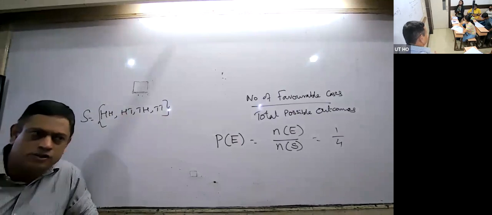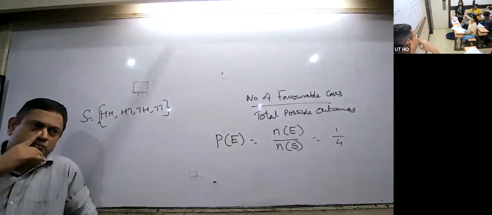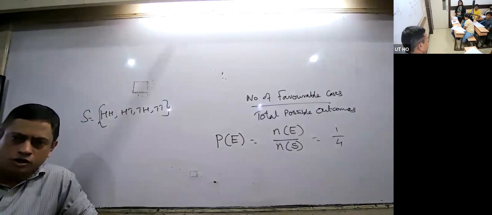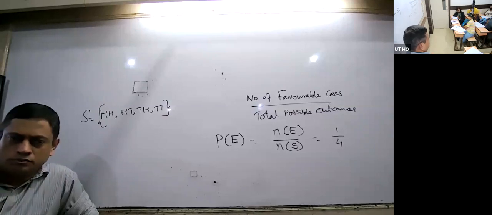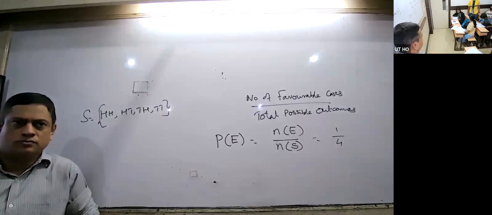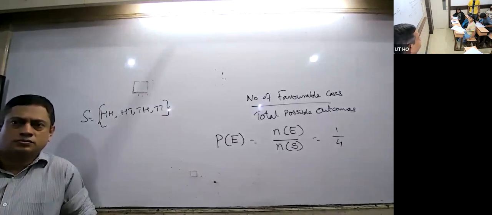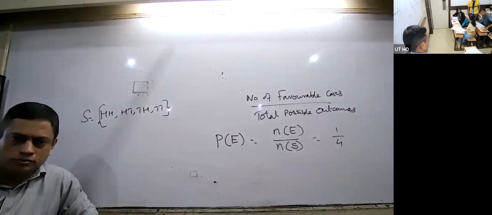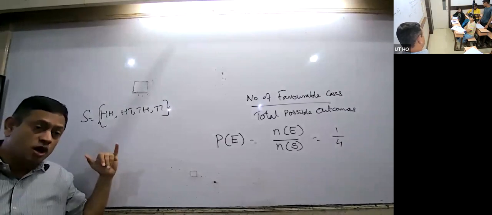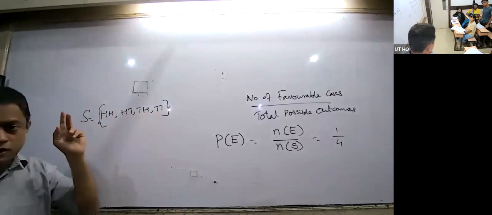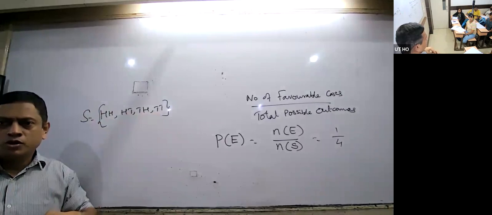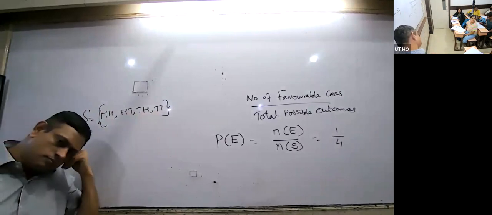At least two heads. Those Nehas, raise your hand. 1/4. Sit down. Okay. At most one head. It's wrong. 3/4. At most means maximum one head, which means 0 head, one head: 1, 2, 3, 3/4. Sit down. At most two heads.